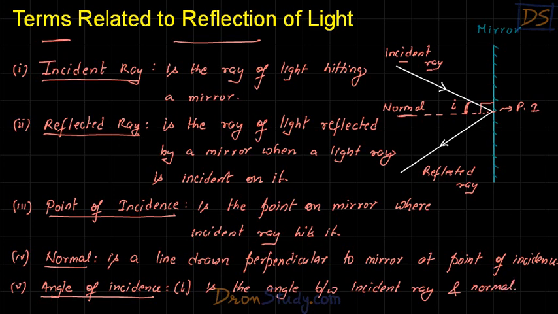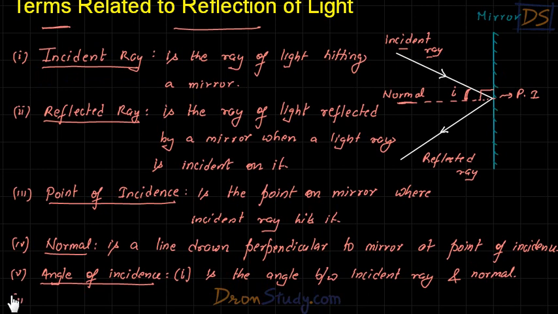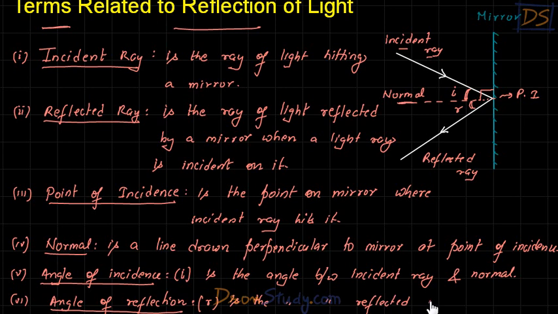Now the final term, one more term, that is angle of reflection. Angle of reflection is generally denoted by the symbol R. Clearly you can understand, students, this angle will be the angle of reflection. So angle of reflection is the angle between the reflected ray and the normal. So these are some very simple terms which are used when light is reflected from a mirror.